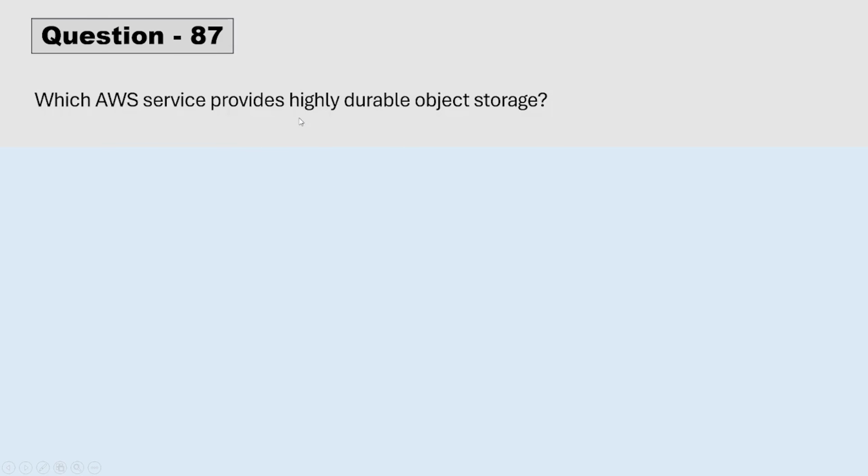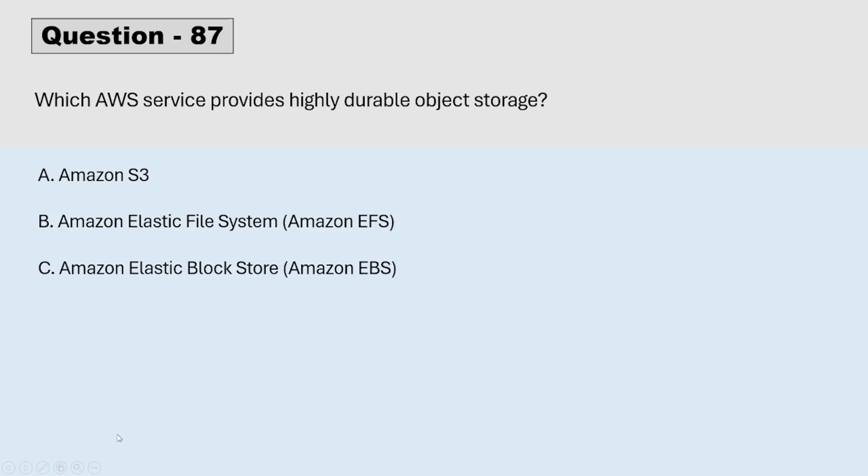Now question number 87. Which AWS service provides a highly durable object store? Here are the options. Option A, Amazon S3. Option B, Amazon Elastic File System, that is Amazon EFS. Option C, Amazon Elastic Block Store, that is Amazon EBS. Option D, Amazon FSx. Take your time to guess the correct one. Okay, now let me reveal the correct answer.